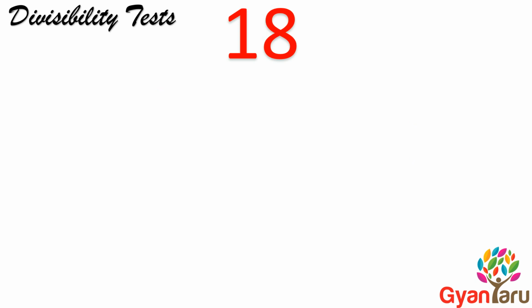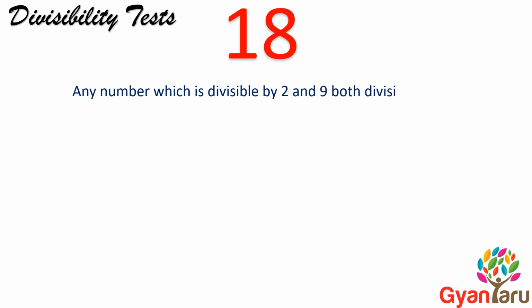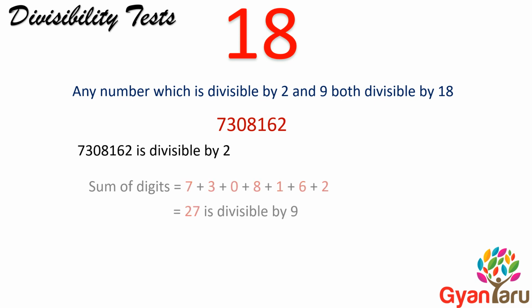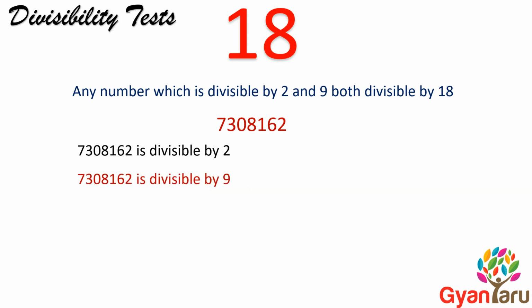Divisibility test of 18. Any number which is divisible by 2 and 9 both is divisible by 18. For example, in this number the last digit is 2. So this number is divisible by 2, and the sum of digits equals 27, and 27 is divisible by 9. So this number is also divisible by 9. Now our number is divisible by 18.